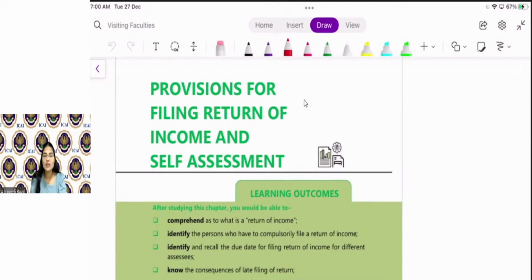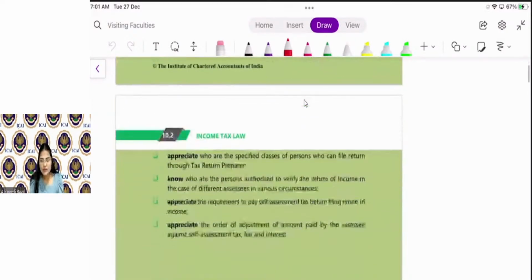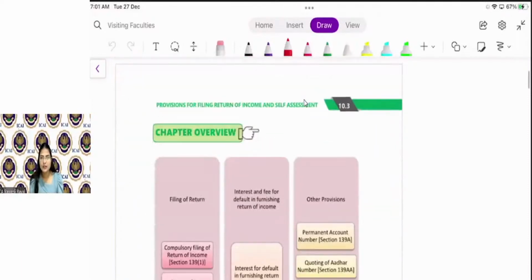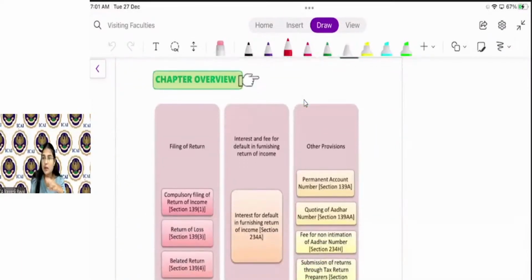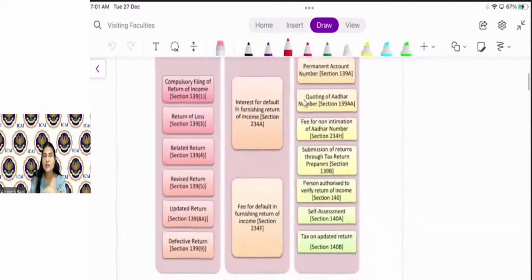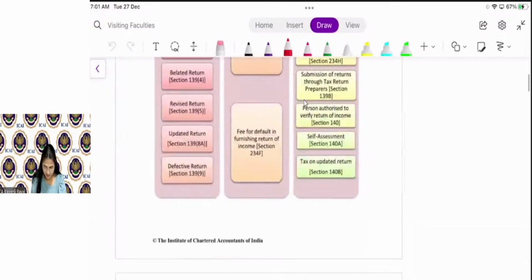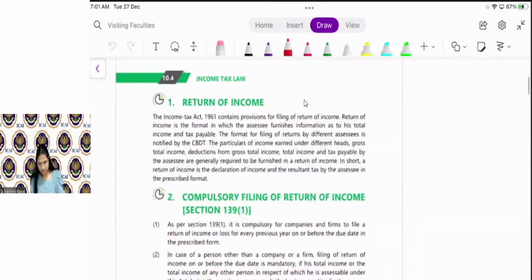So here we will learn whether it is compulsory to link your Aadhaar with your PAN or not, and under which section you have to file your return of income. What is the due date for filing return of income? That we will discuss. What are the types of return of income? That is normal return, return of loss, belated return, revised return, updated return, defective return, etc. So let us discuss one by one.